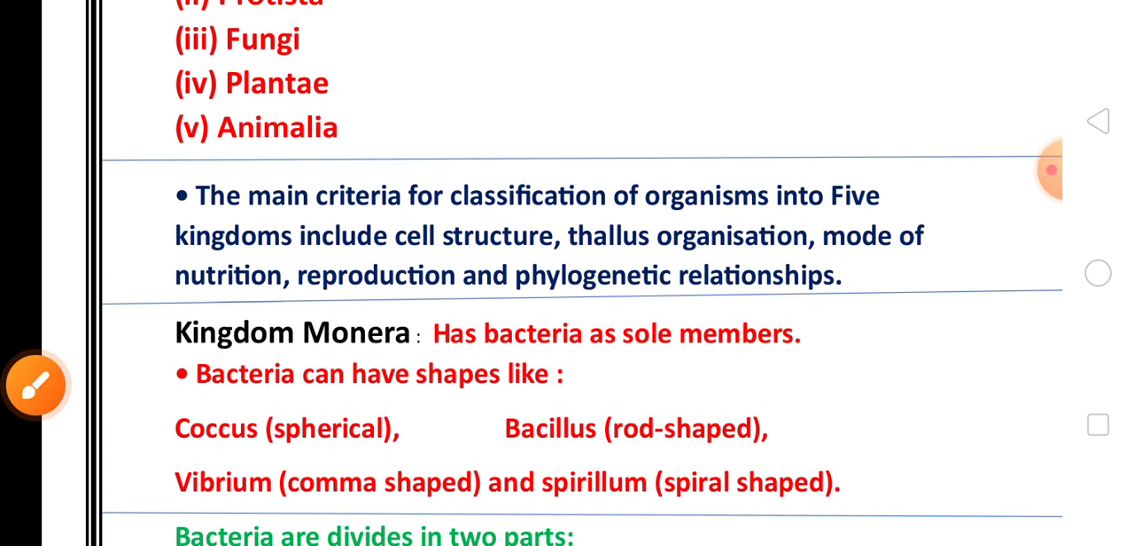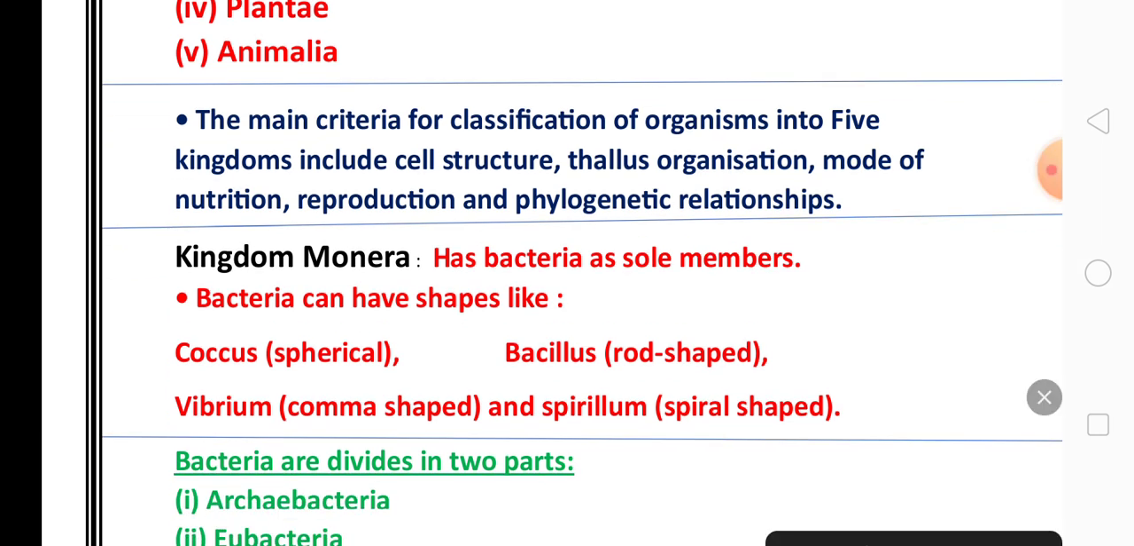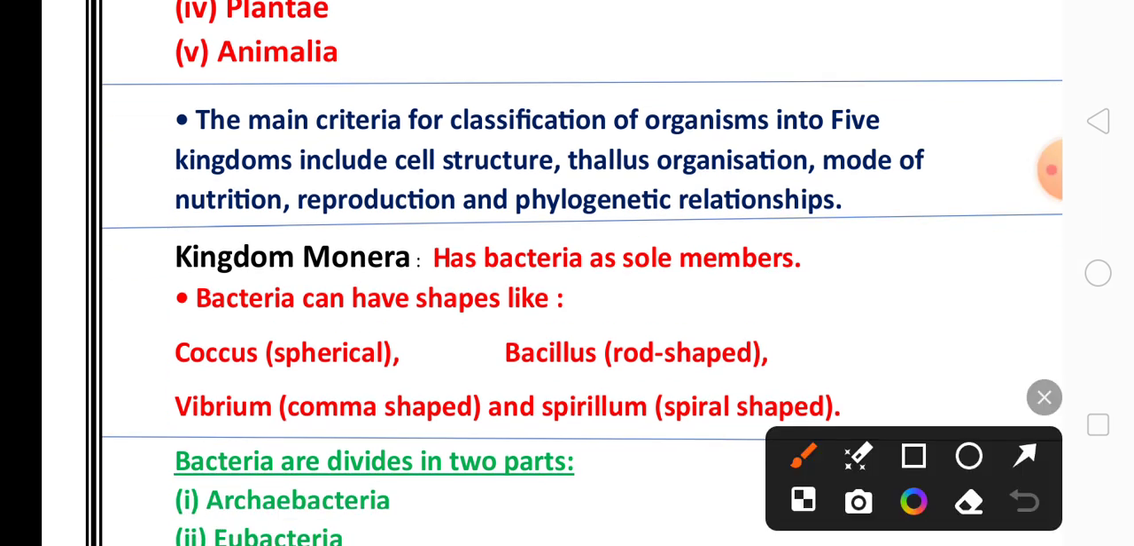The criteria used by R.H. Whittaker to classify the organisms into five kingdoms, very important for 2 marks. The criteria include cell structure, thallus organization, mode of nutrition, reproduction and phylogenetic relationships. Phylogenetic relationships means evolutionary relationships.